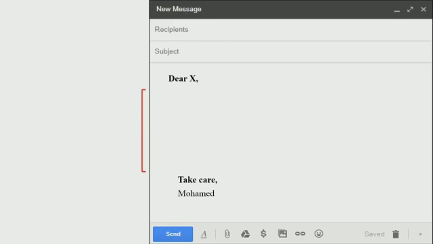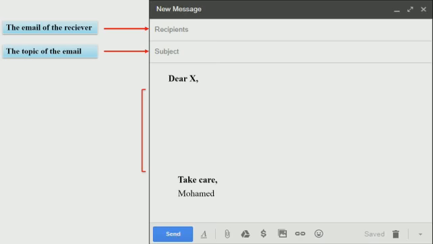So, just to remind you again of what we have in the email. So, this is the email, okay? So, we have first the recipient's email. Okay, so we have the email of the person who is going to receive the email. Nice. The second thing is the topic of the email. And remember, the topic should be short.